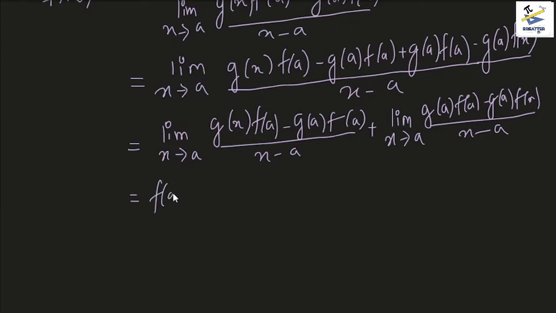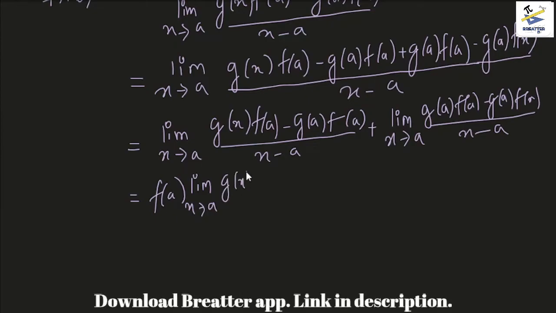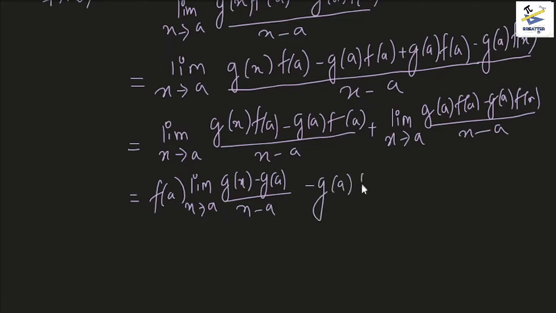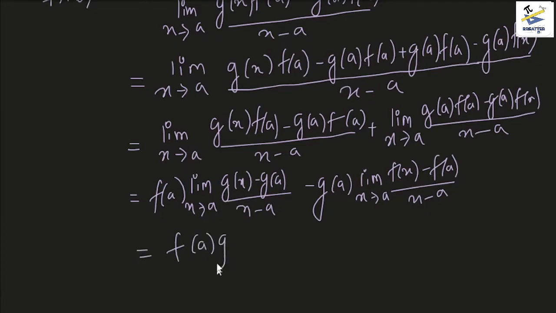Now what we can do is take the constant common, which is f of a, from the numerator, and we can write this as f of a into limit x tends to a, g of x minus g of a by x minus a. Similarly, we can take minus g of a common here, and we can write limit x tends to a, f of x minus f of a by x minus a. Now if you remember, this was the definition of the derivative of the function at point a, right? So f of a into g dash a minus g of a into f dash a.